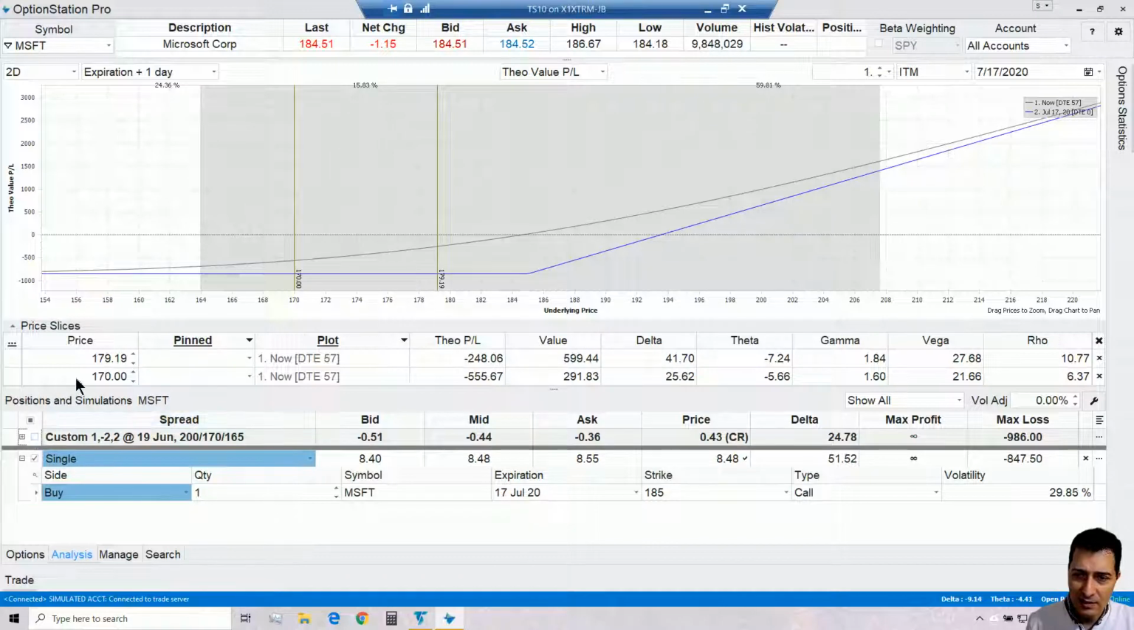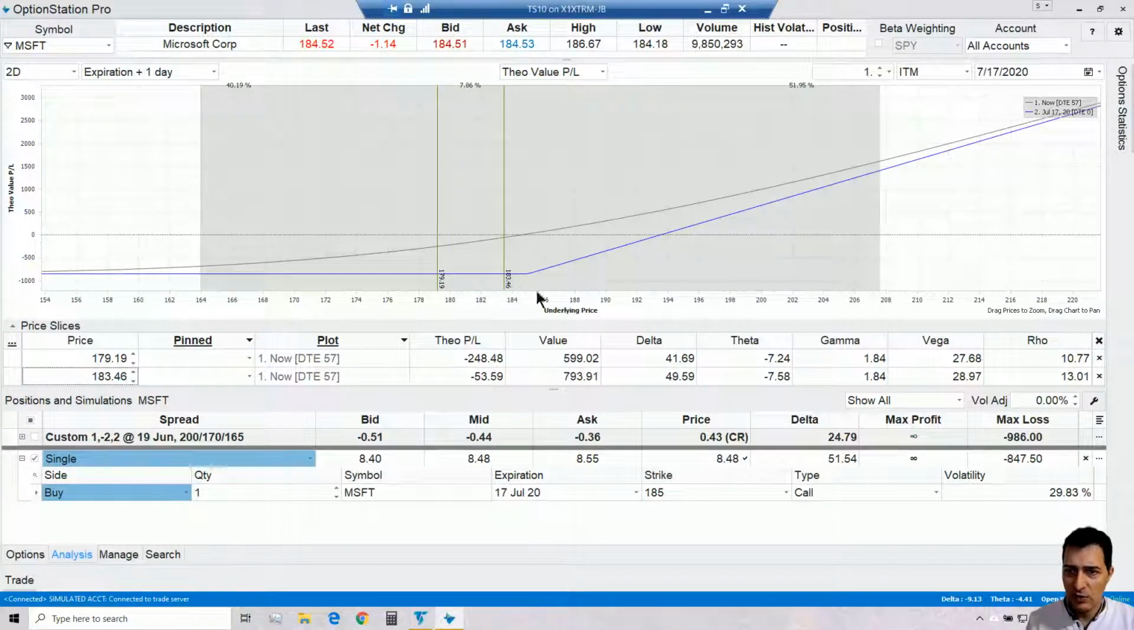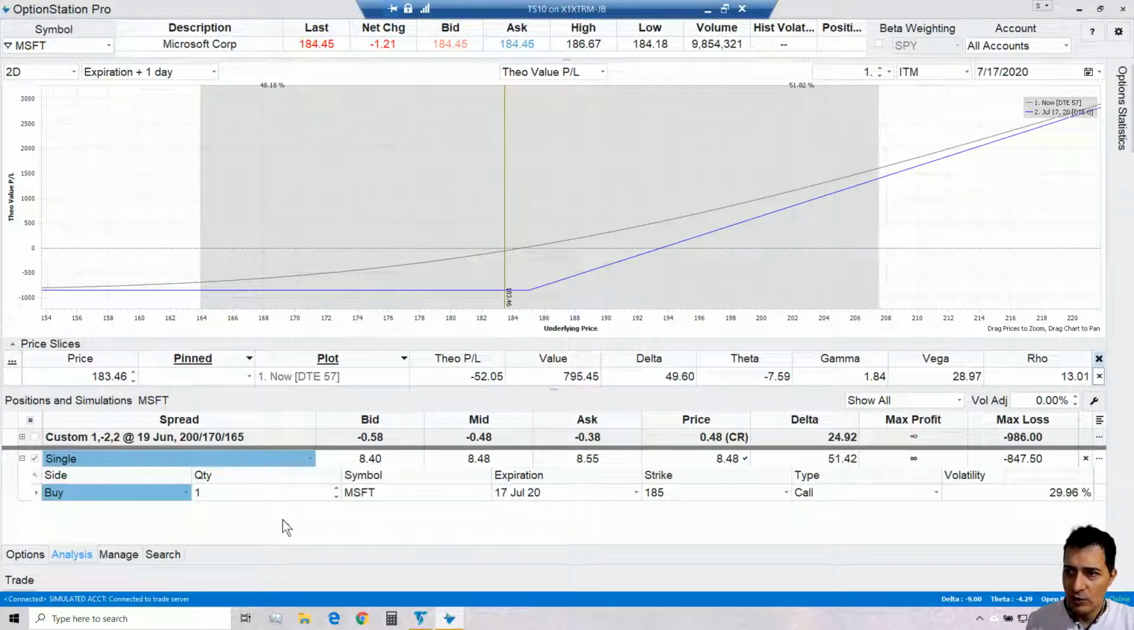Okay, I need to uncheck so it doesn't distort my analysis. Okay, and from here, we said 183.46 was going to be my entry, and we're going to use no target. Okay, so my question is, what type of delta am I going to get if I use the 185 call and the stock drops to 183.46? And the answer is 49, which is too much because our goal is to get something around 30.